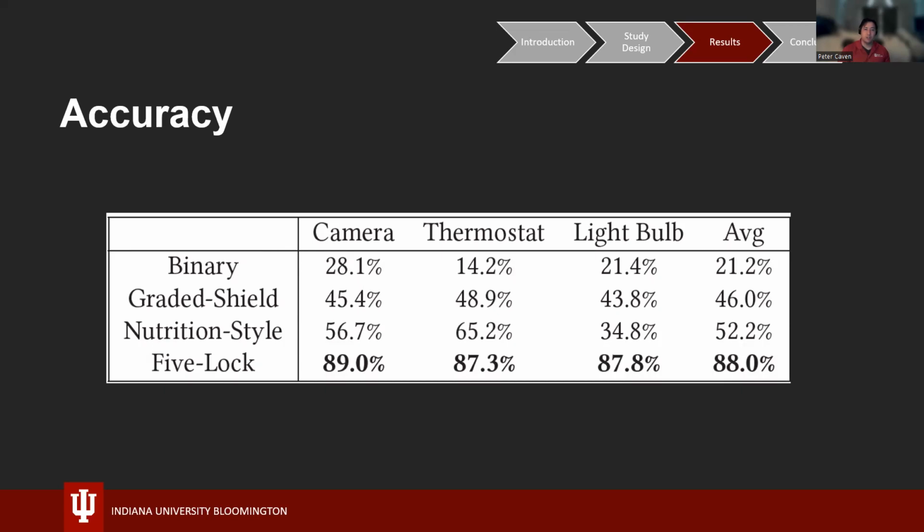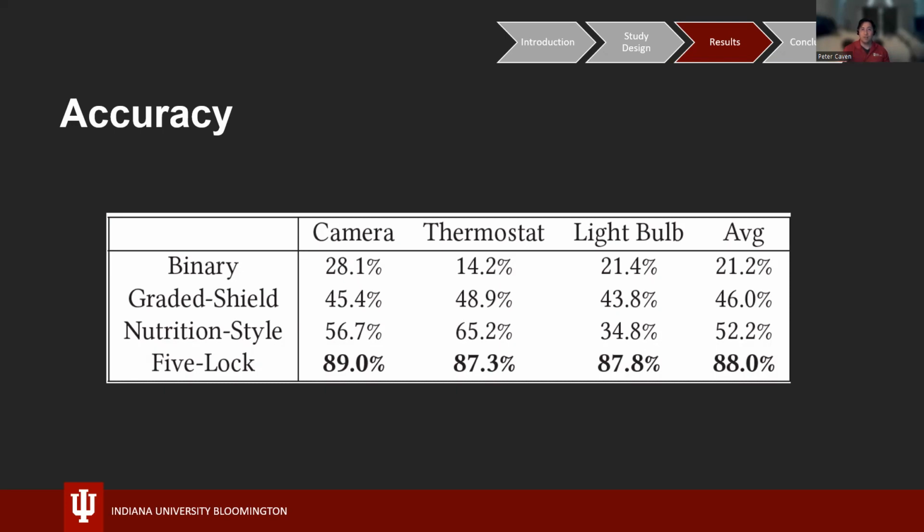We can see the results clearly show that users were able to overwhelmingly identify the most secure product using a 5-lock label with an average accuracy across all products of 88%. Both the graded shield and nutrition labels did perform well with an average accuracy of 46 and 52%. The low accuracy of the nutrition style label in the light bulb round did bring down that overall accuracy. However, when we look specifically at the thermostat round, we can see that they were actually highly effective at 65%.